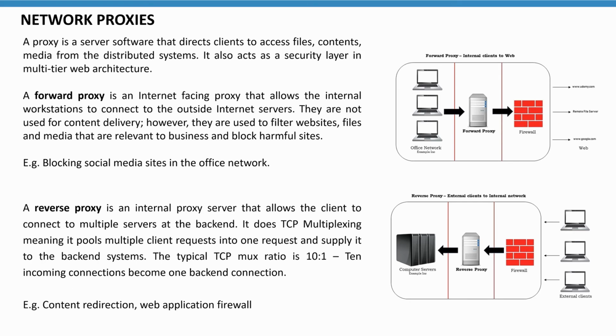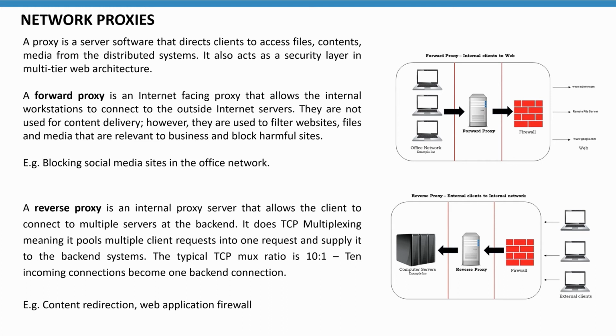Network proxies. There are two types of network proxies, forward proxy and reverse proxy. The forward proxy allows the internal resources to access the outside services such as udemy.com, google.com. It also blocks certain sites and gives policies to the organization discipline.